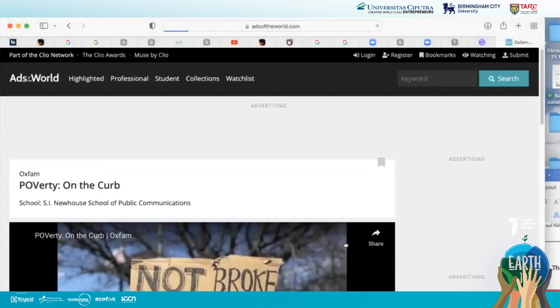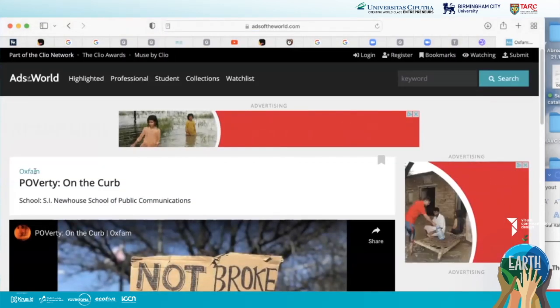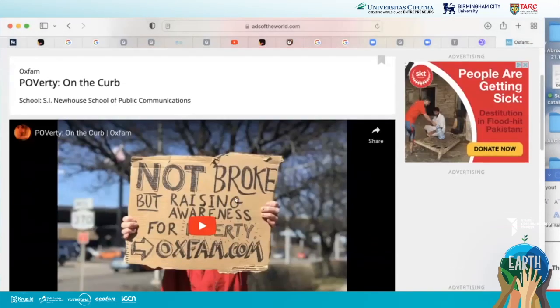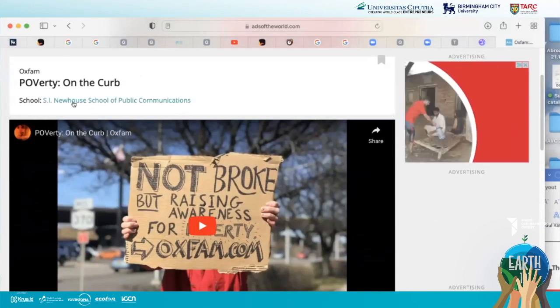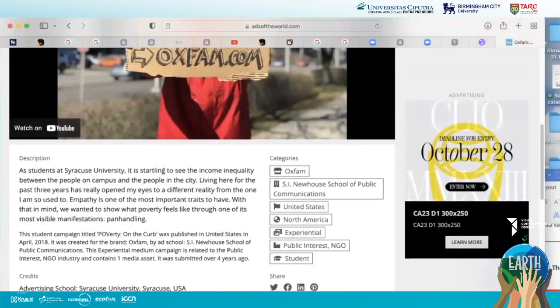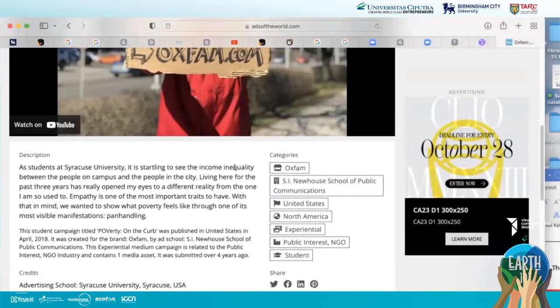So we click on this. It's for Oxfam, the client. It's on the theme of poverty. You've recognized this because you've seen it before. It's been appropriated. It's by students at New School of Publications. So the students at Syracuse University are sort of seeing what inequality is about on the campus.